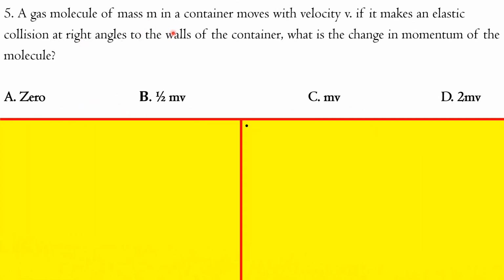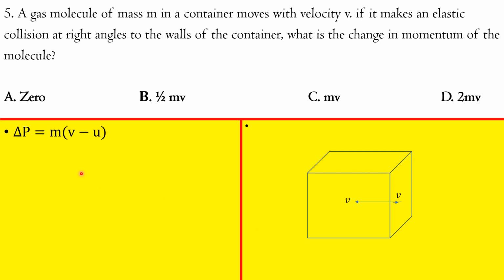A gas molecule of mass m in a container moves with velocity v. If it makes an elastic collision at right angles to the walls of the container, what is the change in momentum of the molecule? All right, this is very easy. So you're moving towards the wall. This is the direction of motion, this v here, and then you hit and bounce off with the same velocity v. Because the collision is of course elastic, the coefficient of restitution there is 1. So the particle just reverses direction but maintains its speed.